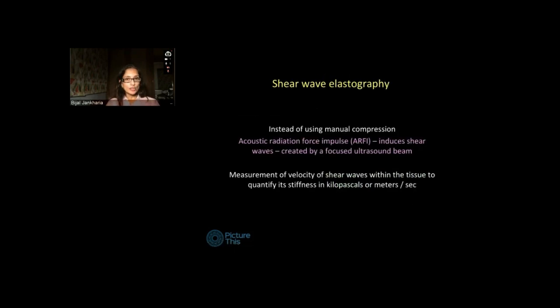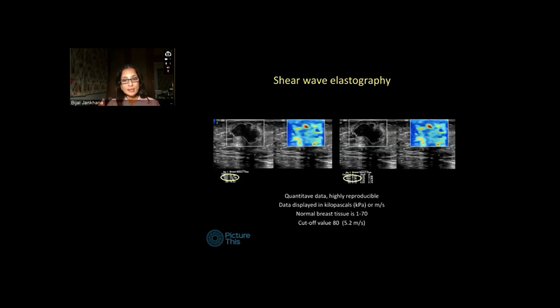Next, we go on to shear wave elasto, and that is, instead of using manual compression, it uses a shear wave which is created by a focused ultrasound beam, and this is measured and displayed with kilopascals or meters per second. This is a very good quantitative method which is highly reproducible, and it is less dependent upon the force that we have to give manually.